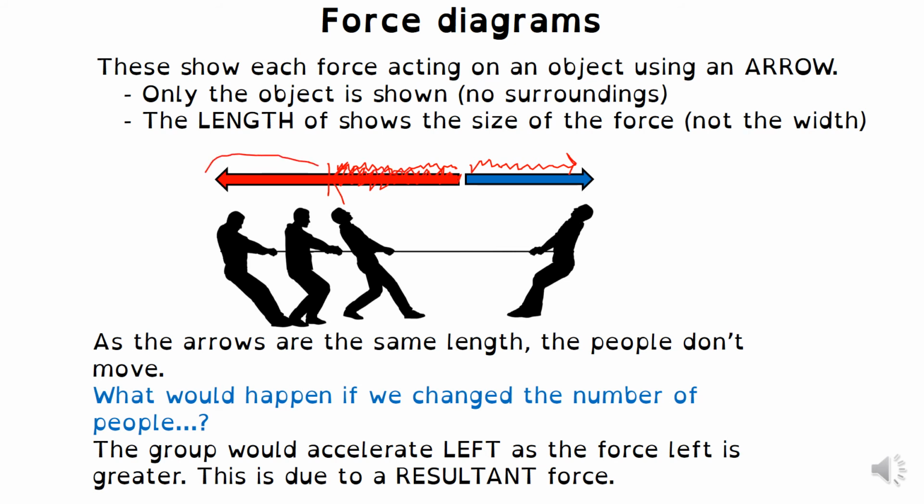However, this force here on the left-hand side is sort of extra. That's an extra amount of force that the people on the left are exerting on that rope, or pulling on the rope with. And that's the size of the force that causes the acceleration to the left-hand side. So the resultant force is that over or leftover force after the other forces acting in the opposite directions have cancelled out.